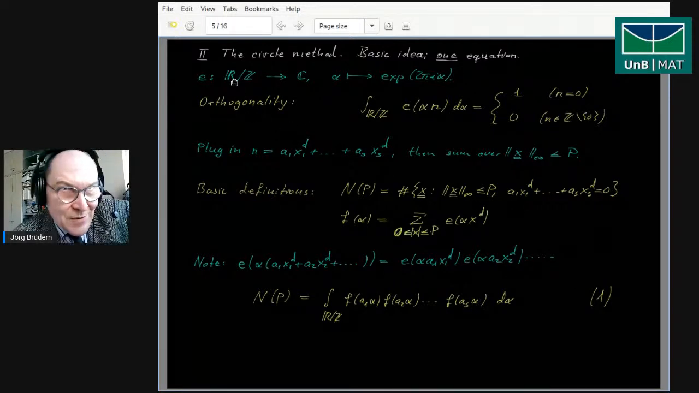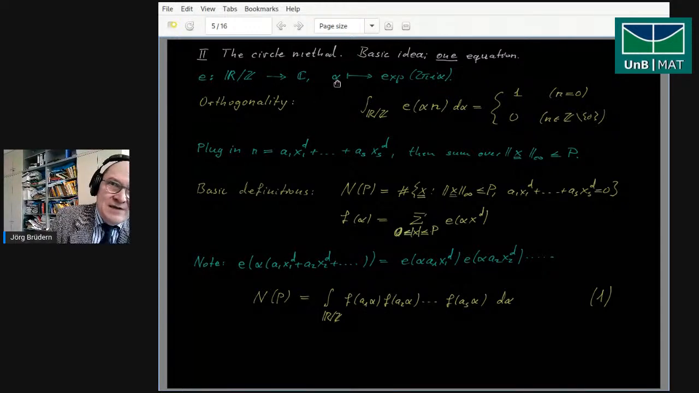We work on the group R modulo Z, or if you like, just the interval from 0 to 1. And we map a real number alpha to the exponential function at 2 pi i alpha. So then the orthogonality relation, for Fourier series, if you like, says that if I multiply alpha with an integer n, then this knows whether n is 0 or not 0, because if I put n equal to 0 here, then e at 0 is just 1, and the integral is obviously 1. And if n is non-zero, then it's easy to write down a primitive, and you see that the integral is 0.